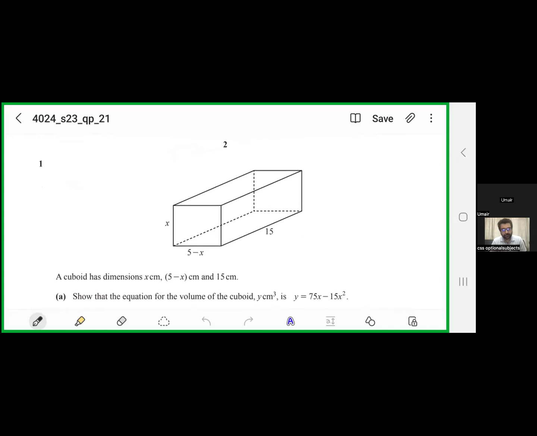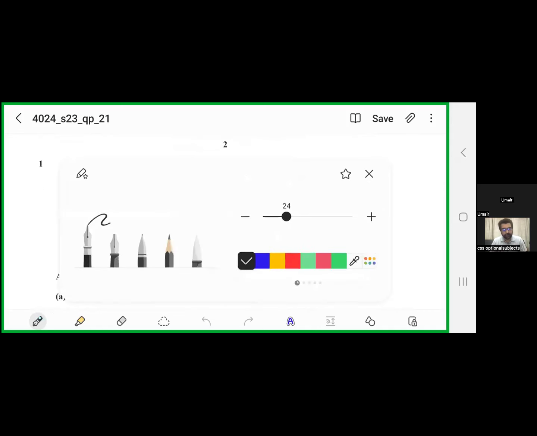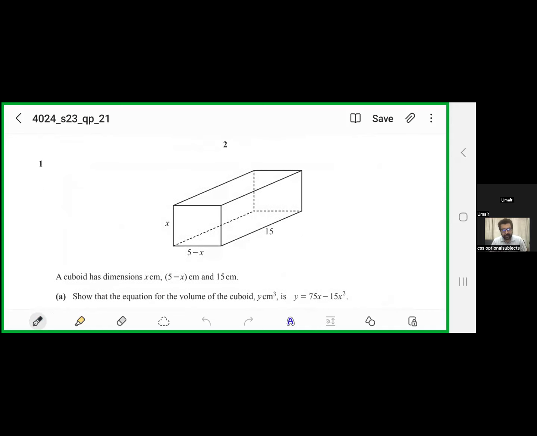Let us solve a question from one of the past papers of May, June 2023. It's paper 2. A cuboid has dimensions x centimeter, 5 minus x centimeter and 15 centimeter. Show that the equation for the volume of the cuboid, which is represented by y, is this.